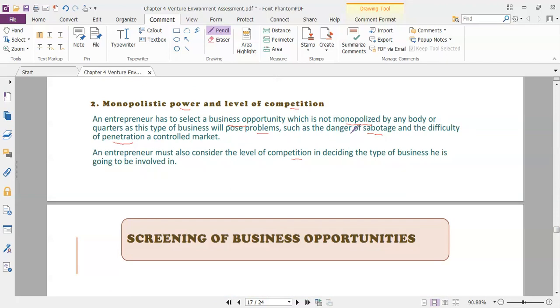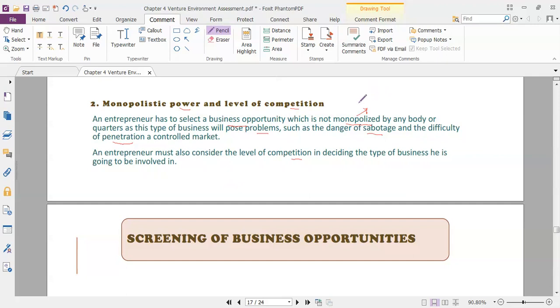Okay, kita tengok sama ada business yang kita nak jalankan tu ada tak dimonopoli oleh types of company yang lain. For example, what is the example of monopolistic power? Contoh, kalau kita nak buat produk, buat kereta, for example lah, you just have a dream to open a business to create your own car manufacturing.